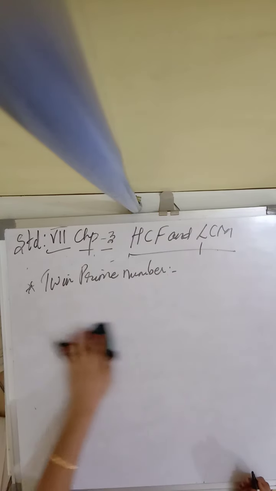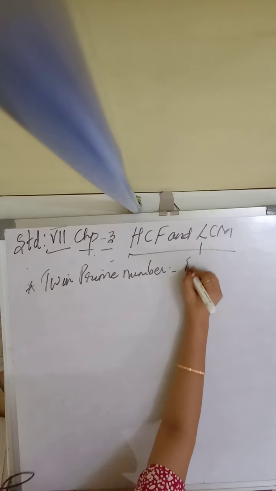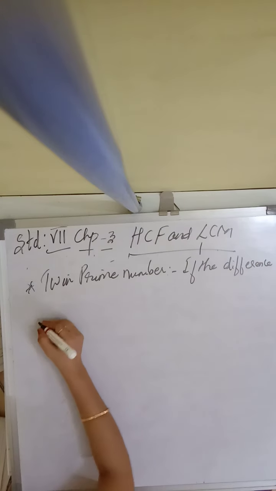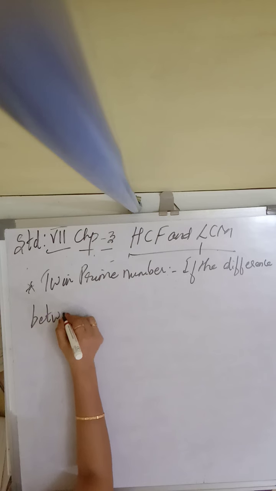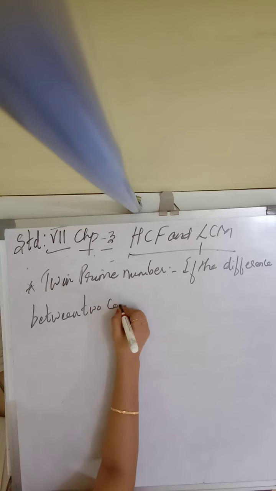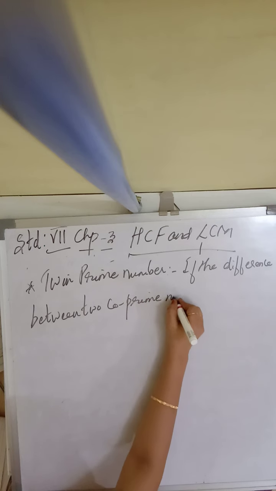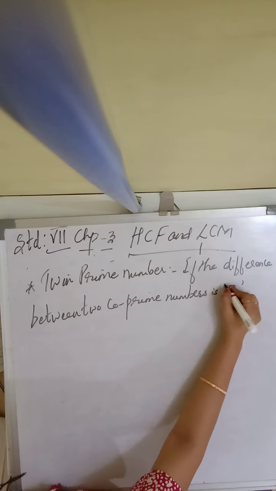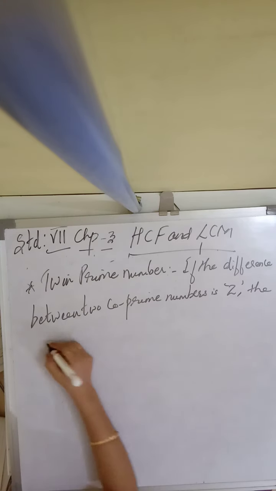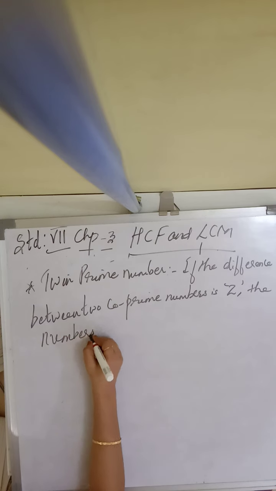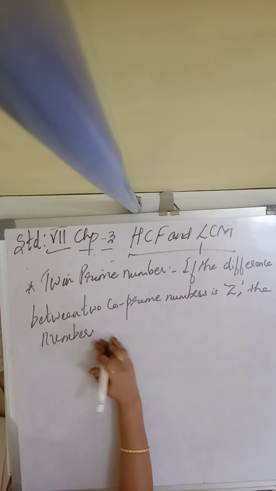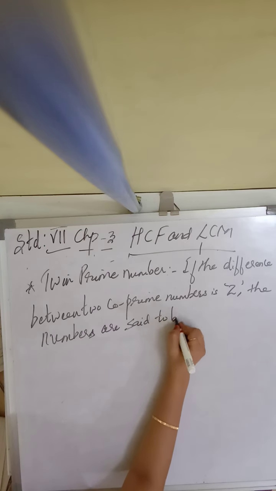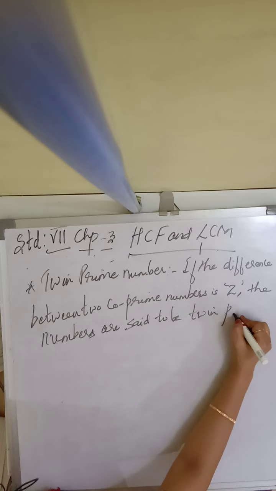Now, twin prime numbers. So children, what is meant? If the difference between two co-prime numbers is 2, the numbers are said to be twin prime numbers.